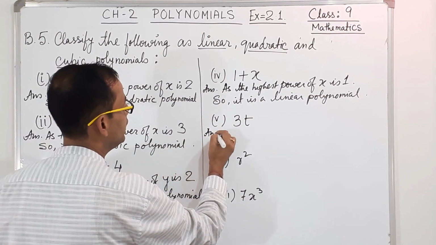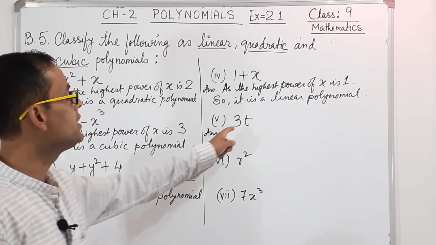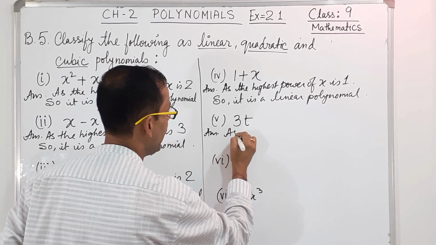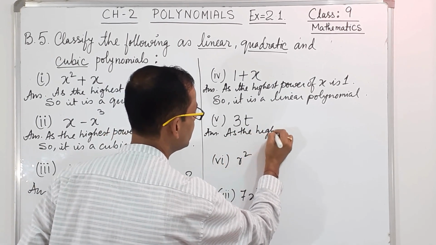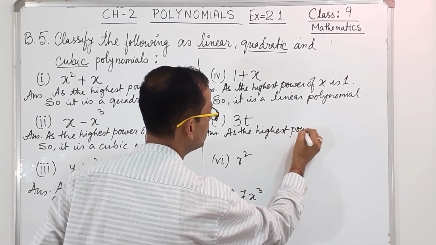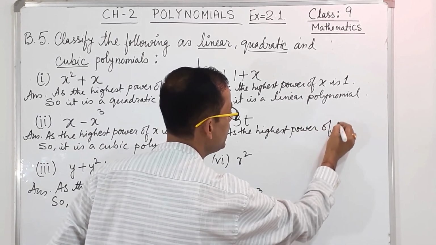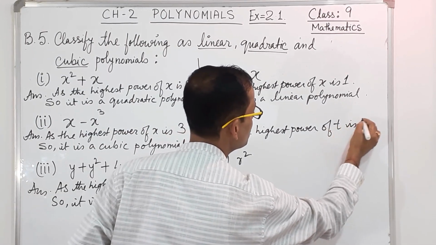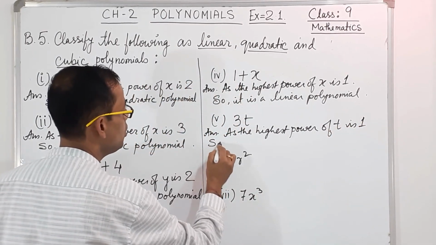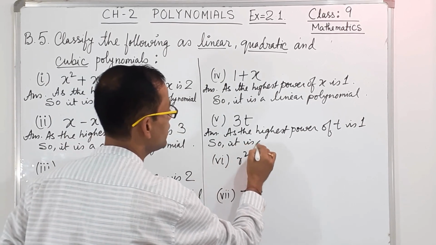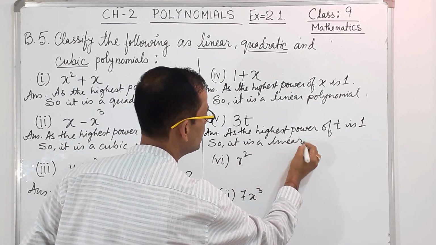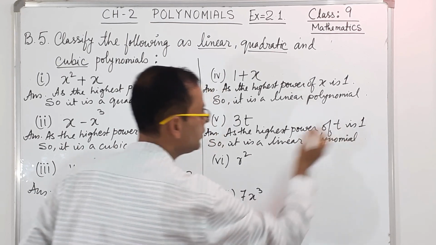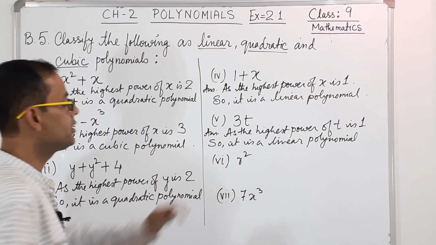Now next one, 3t, that means t to the power 1. So highest power is 1, it is also a linear polynomial. As the highest power of t, here the variable is t, okay, t is 1, so it is a linear polynomial. Clear? Okay.